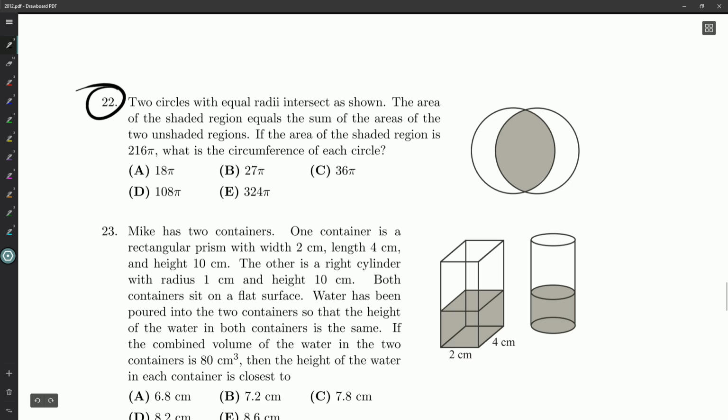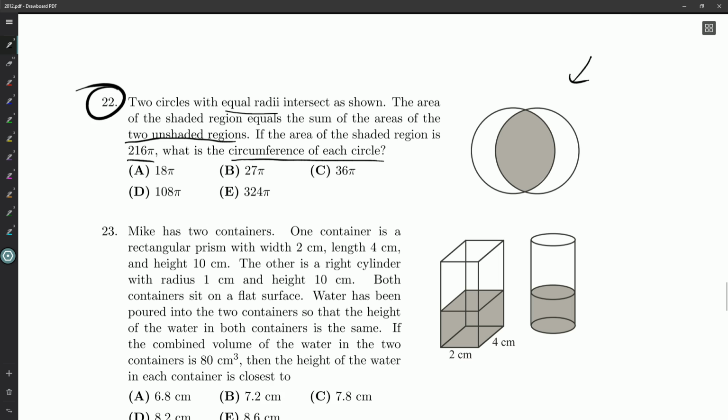Pascal paper. Two circles of equal radii intersect as shown. The area of the shaded region equals the sum of the areas of the two unshaded regions. Oh, that's kind of interesting. If the area of the shaded region is 216 pi, what is the circumference of each circle?